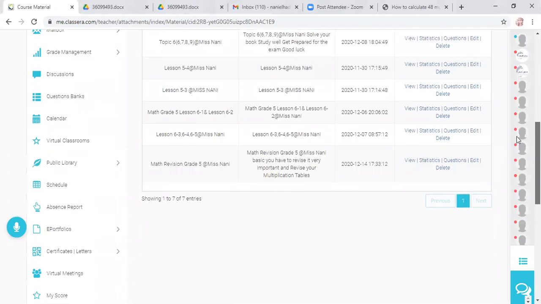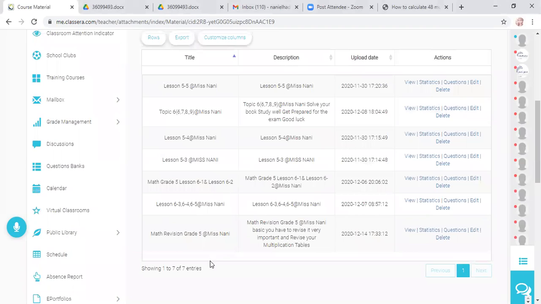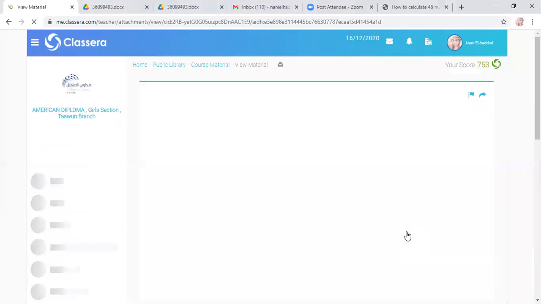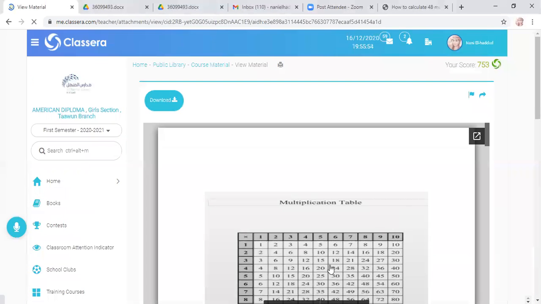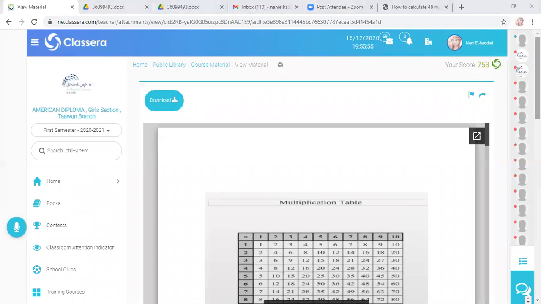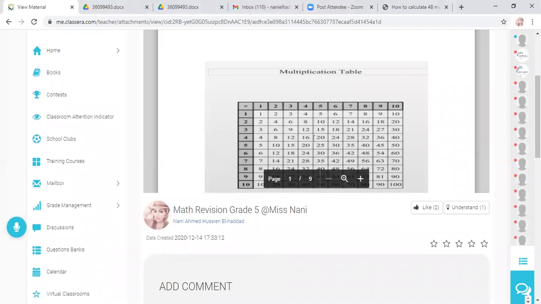then you are going to see the whole lessons that we have taken, and the last one here is math revision grade 5 at Miss Nani. Basic, you have to revise it, very important, and revise your multiplication tables. You click on view, and voila, you will see the revision. So now let me share it with you so we can solve it together. Okay.